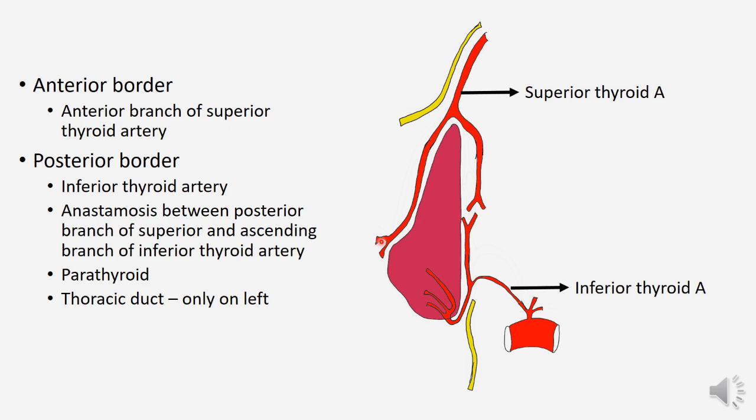The posterior border is related to the inferior thyroid artery, the ascending branch of the inferior thyroid artery, the posterior branch of the superior thyroid artery, and the anastomosis between these two, that is the ascending branch of the inferior thyroid artery and the posterior branch of the superior thyroid artery. Along with this, it is also related to the parathyroid glands and thoracic duct. The thoracic duct is present only on the left side, not on the right lobe.